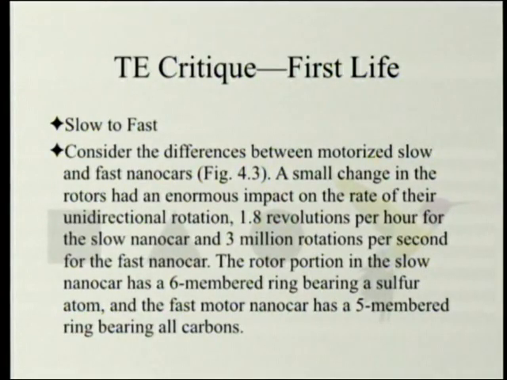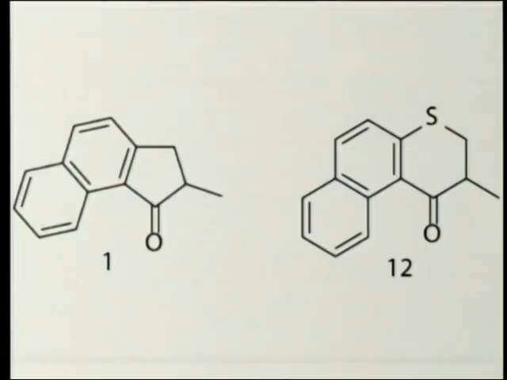Slow to fast. Consider the difference between motorized slow and fast nanocars in figure 4.3. A small change in the rotors had an enormous impact on the rate of their unidirectional rotation. 1.8 revolutions per hour for the slow nanocar and 3 million revolutions per second for the fast nanocar. The rotor portion in the slow nanocar has a 6-membered ring bearing a sulfur atom, and the fast motor nanocar has a 5-membered ring bearing all carbons. And here's his illustration of the difference. You can see that you still have this naphthalene in both cases, but on this one, there's a sulfur that's just kind of stuck in the middle of the ring, and on this one, the sulfur is gone.